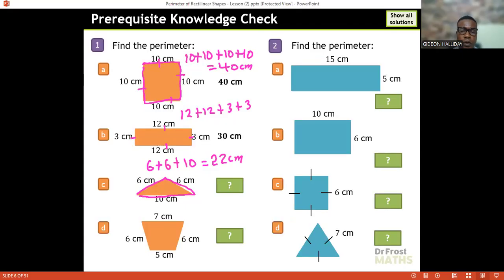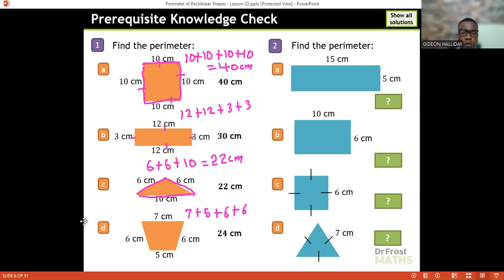Uh-oh. Don't go away now. All right, this one. This is a trapezoid, right? So 7 plus 5 plus 6 plus 6. 7 plus 5 is 12. 6 plus 6 is 12. And 12 plus 12, 24. All right, 24 centimeters.